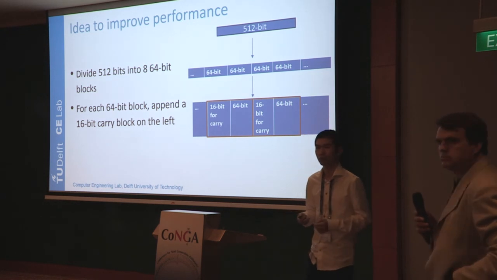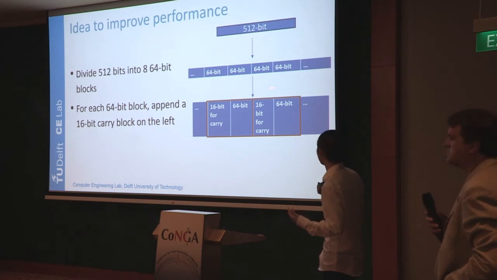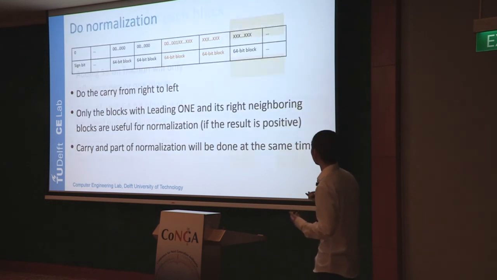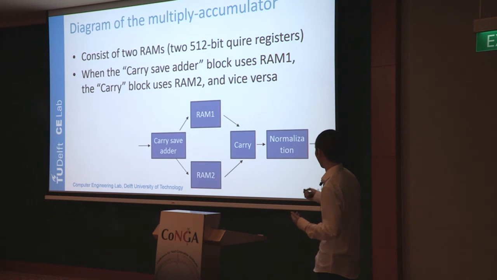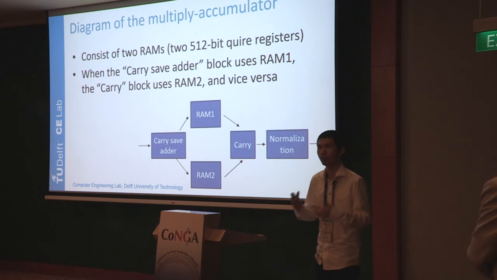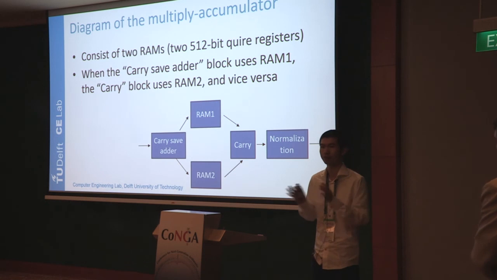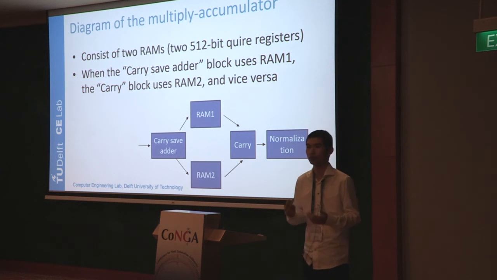How do you index that RAM? Well, because each time we need to access two blocks. Here I typed RAM 1 and RAM 2, but in practice, RAM 1 consists of two distributed RAMs, so we can access two adjacent blocks at the same time. Here I only drew one RAM, but in practice it's two distributed RAMs.